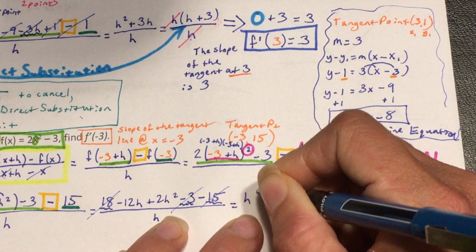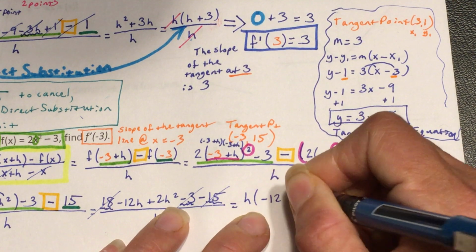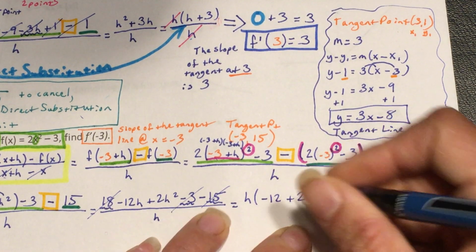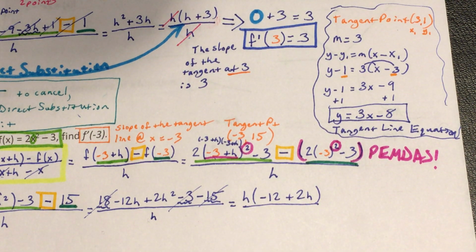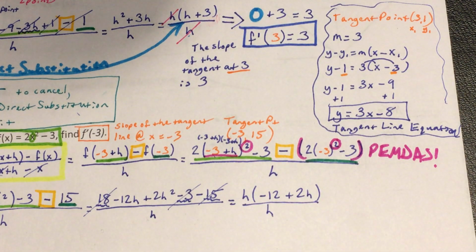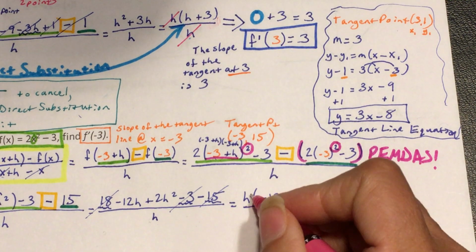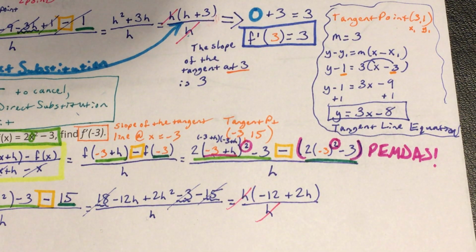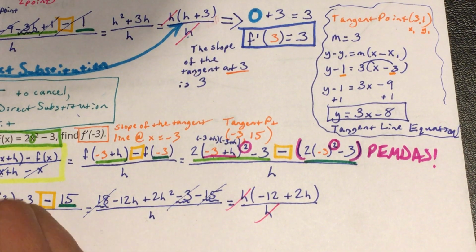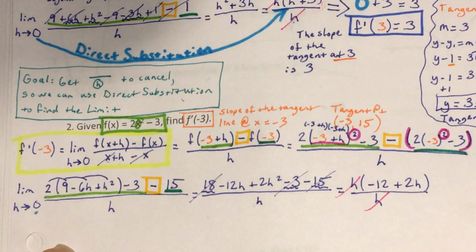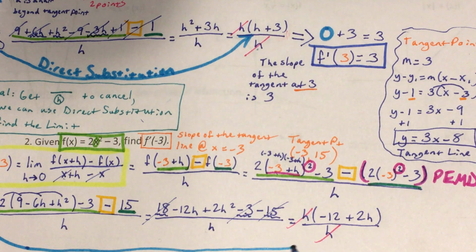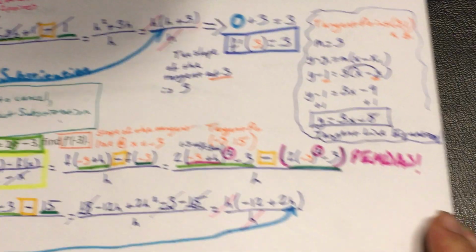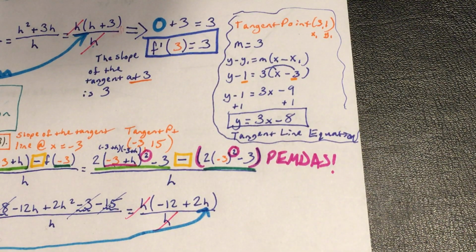So what we need to do instead is factor and cancel. So we're going to factor out an h, which leaves me with -12 plus 2h. And you could have the order of those flipped around. You could have 2h minus 12. And then, ta-da! We can cancel out those h's. And once that h in the denominator is gone, that's when we get to do direct substitution. So now we are ready to actually evaluate that limit and plug in that 0 for the remaining h in the expression.